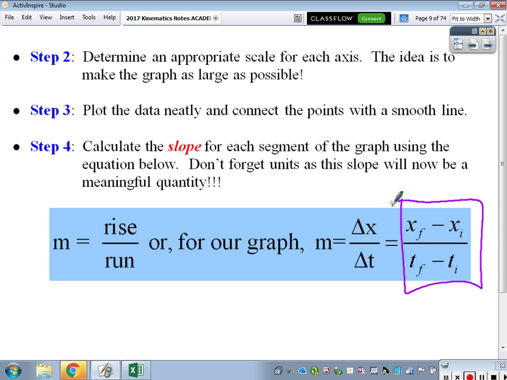Please do not do y2 minus y1 over x2 minus x1. You will confuse yourself. Why? Because we are graphing x, position, on our y-axis. You will goof that up if you do that. So please, we'll be consistent. It will be x final minus x initial over t final minus t initial.